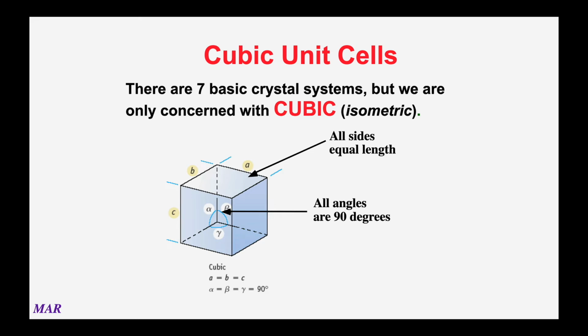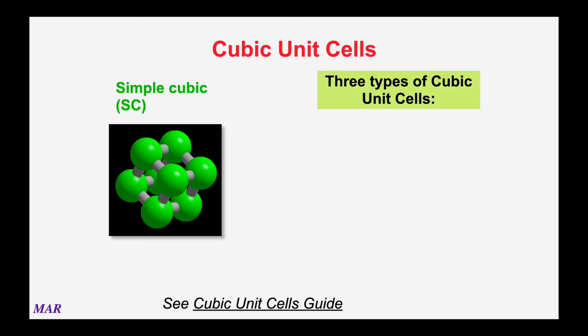Because our angles are all 90 degrees, we don't have to worry about sines, cosines, stuff like that, which is also kind of a bonus, to be honest. So again, we're picking essentially the simplest of these unit cells just to figure out how this stuff works out. There are 3 types of cubic unit cells, and the first kind is called a simple cubic.